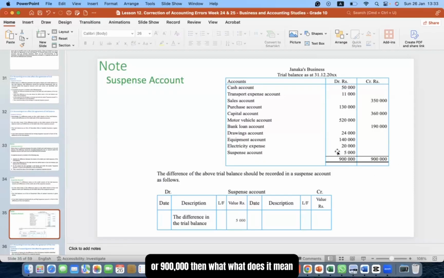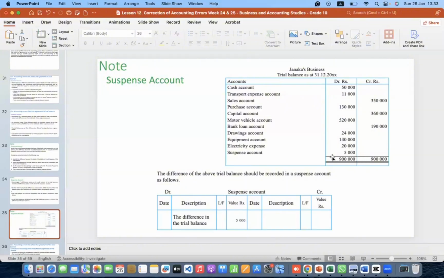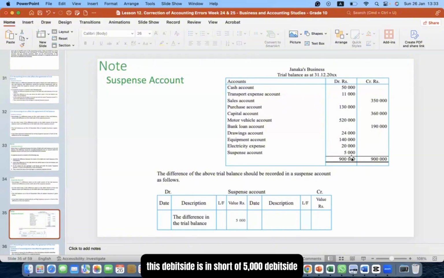Then what does it mean? So that means this debit side is short by 5,000. Then you create a suspense account and, on a separate line, you include that 5,000. So what are you doing? First, you check your trial balance. Second, you identify the difference, and then you create a suspense account and include that difference.